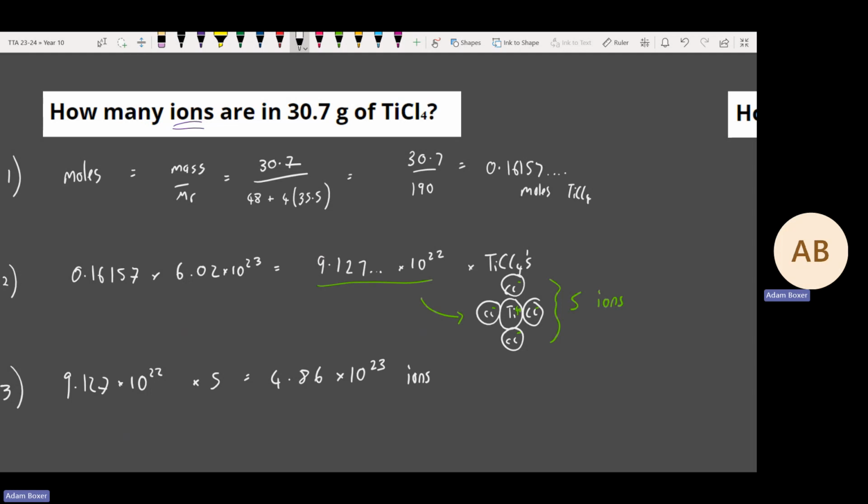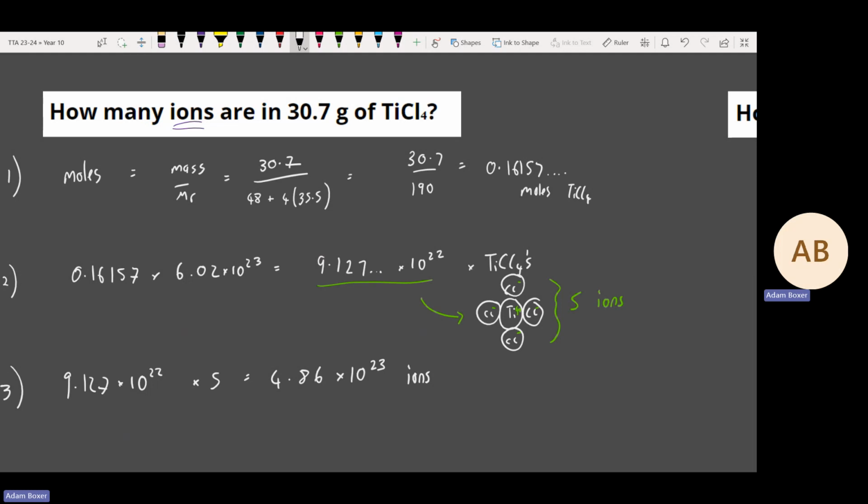So again, just to overview those steps, first I work out the number of moles, and that tells me that I've got 0.16157 moles of TiCl4. I multiply that by Avogadro's number, and I now know that I have 9.1 times 10 to 22 of these. So all of these, this entire thing, and each one of those things has 5 ions in it. And because each one has 5 ions, I have to times it by 5, and that's what I get.